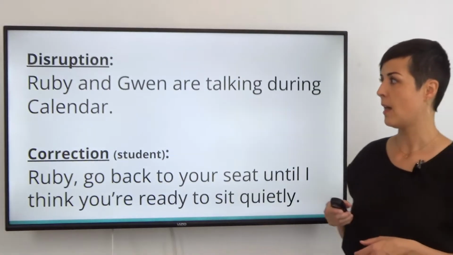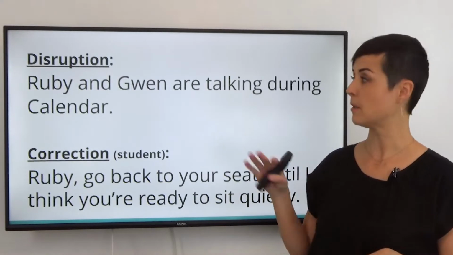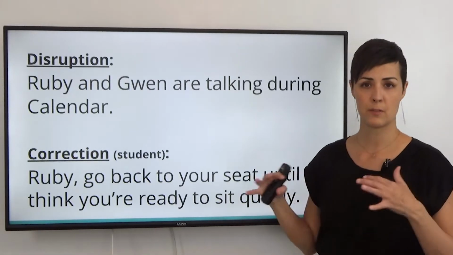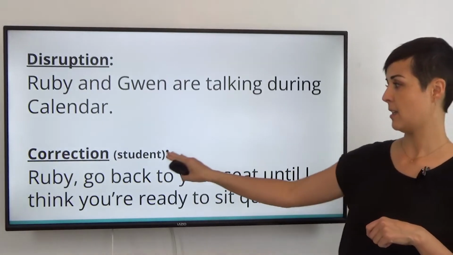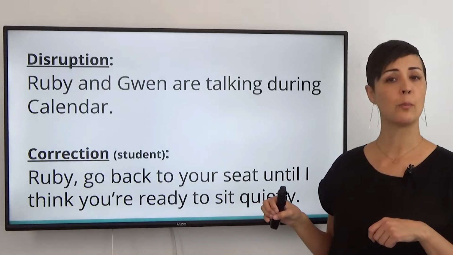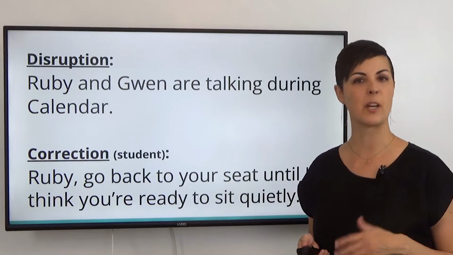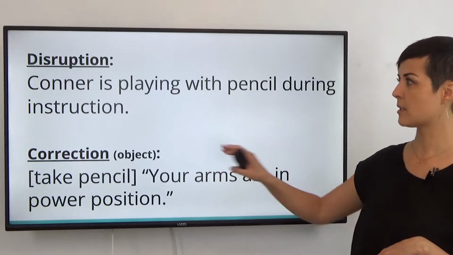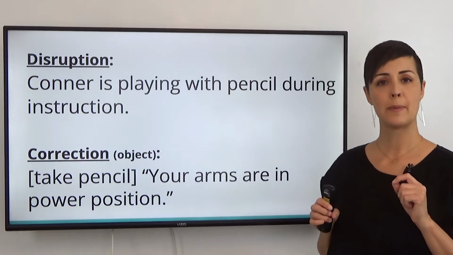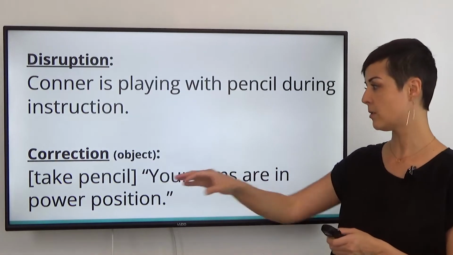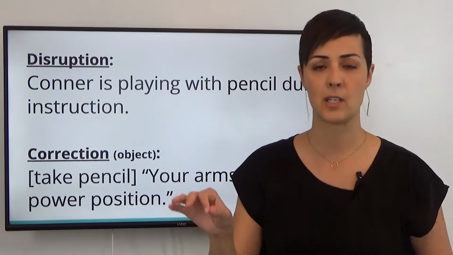Okay, so let me go through an example then of when you might remove a student, an object, or a reinforcer. Let's suppose, in terms of student removal, that Ruby and Gwen are talking during calendar. And in removing a student, what I might say is, Ruby, go back to your seat until I think you're ready to sit quietly. And then I would invite her back after a period of time. Okay, let's suppose, in terms of removing an object of disruption, that Connor is playing with his pencil during instruction. So as you take the pencil, you might say something like, Connor, your arms are in power position. We're not touching pencils right now.